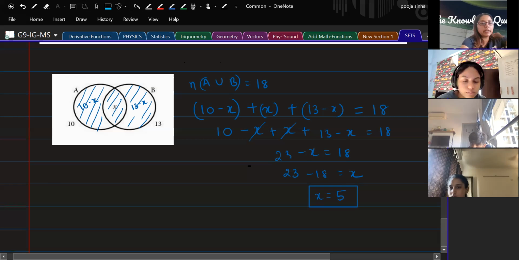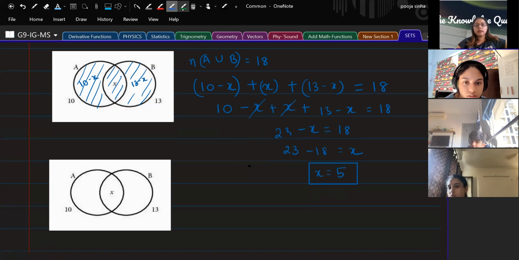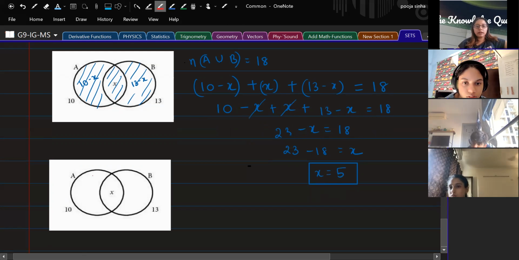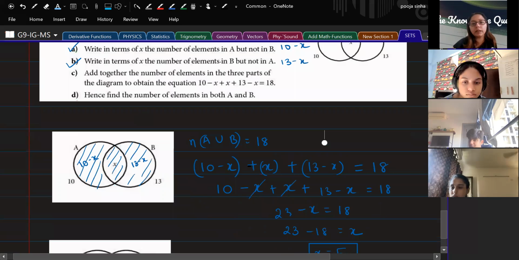So what did I get for my diagram? What do I get finally? Here, how many are there? That's 10 minus 5, that is 5. And here x is 5. And this is 13 minus 5, which is 8. That's how the thing is sorted. Is this question clear? Yeah. So hence find the number of elements in both. So we are done with C also and D also. Is this clear to us? Let's do one more question.